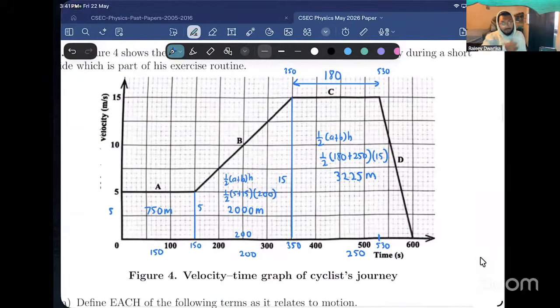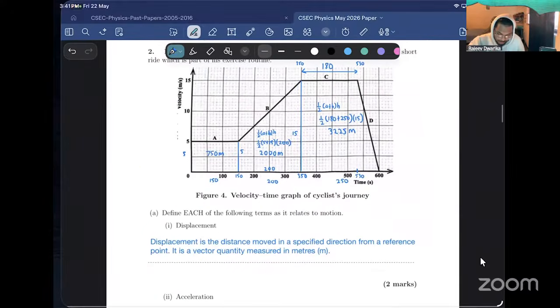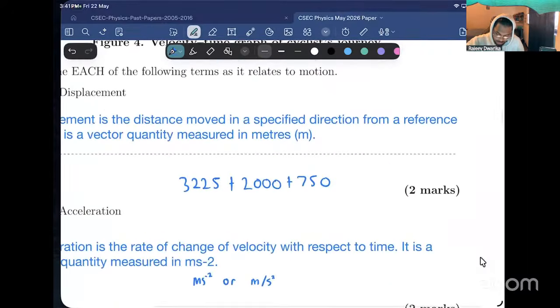So what would the total distance traveled be then? 5,975. Well, let me see, right? We gotta add up everything. So 3,225 plus 2,000 plus 750 plus... again 5,975.